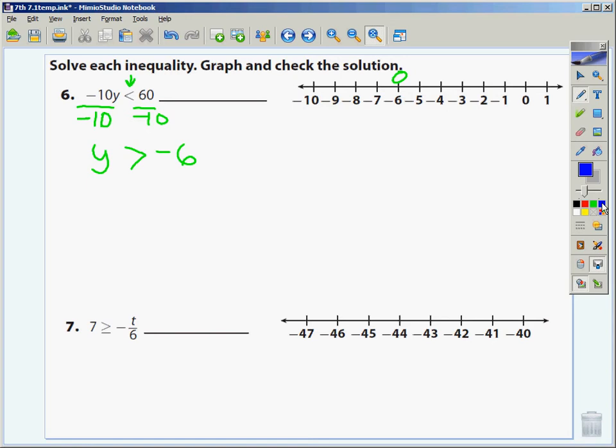So, this says y is getting bigger than a negative 6. Which way would I have to go? Left or right? Right. I'm getting bigger. Y is getting greater than a negative 6.